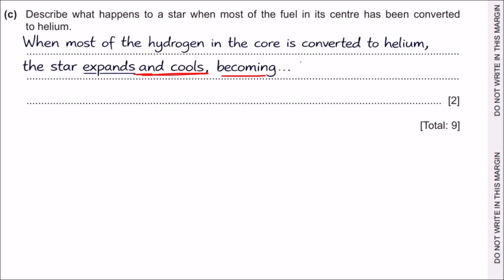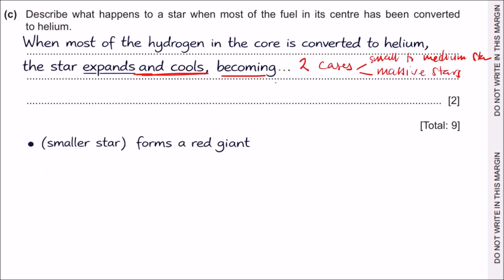Now we have 2 cases, and you need to know which case. Case 1 is small to medium stars, and case 2 is massive stars. These have different fates. Small to medium stars have their own fate, and massive stars have their own fate. But for both cases, when the hydrogen runs out, they expand and cool.